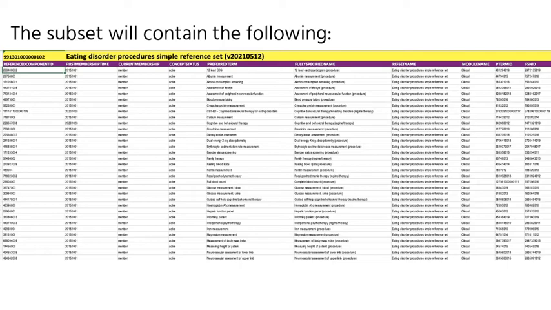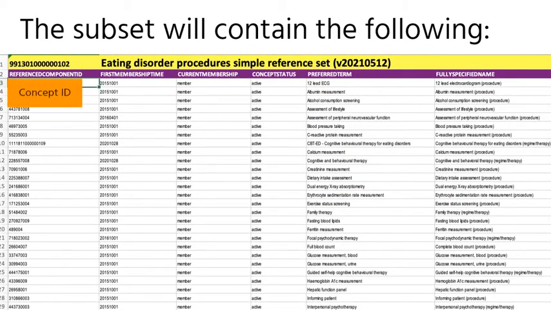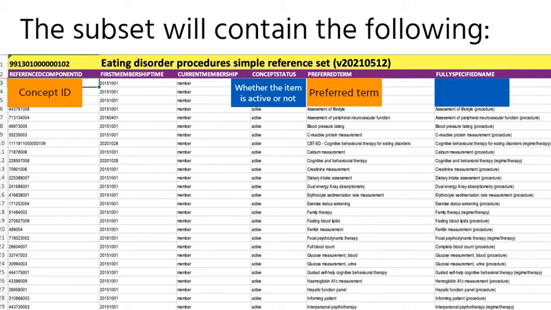The subset will contain the following information: the concept ID, whether the item is active or not, the preferred term, and the fully specified name.